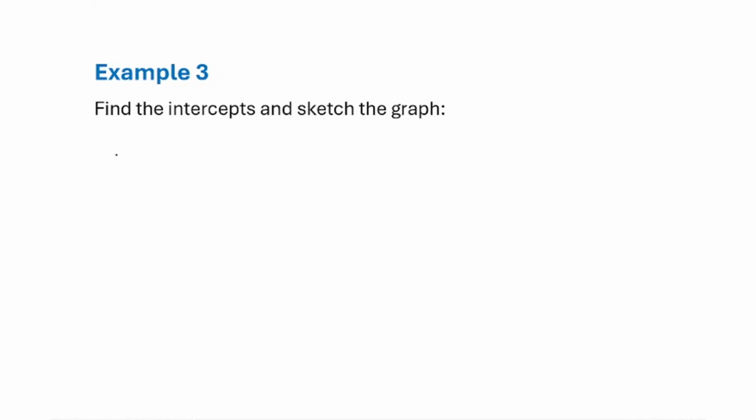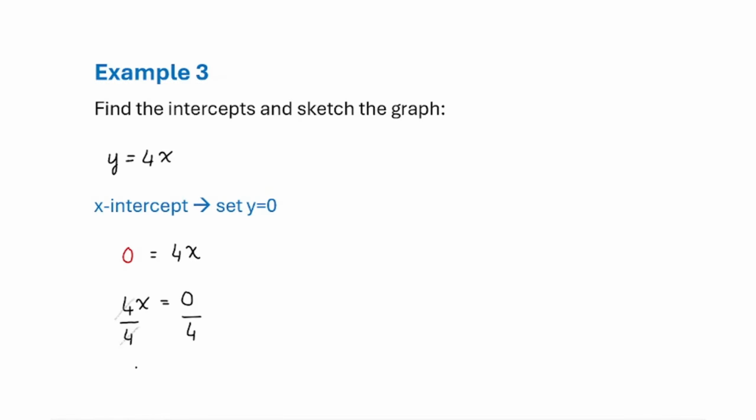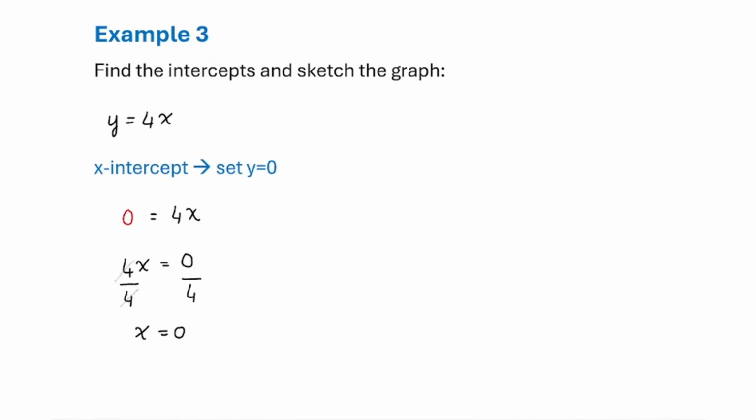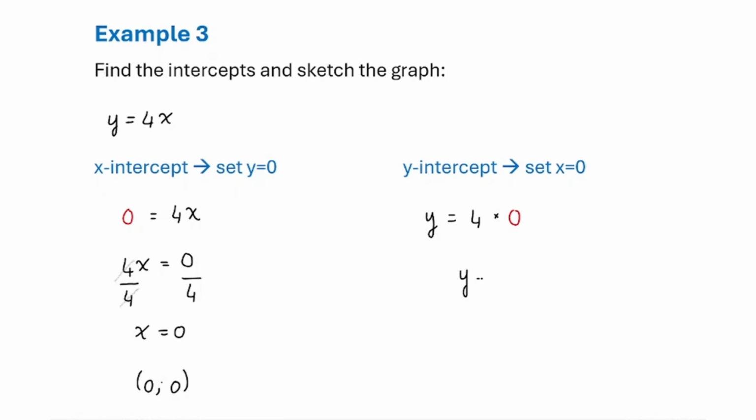Now let's look at a different case. y equals 4x. First, the x-intercept. We set y equal to 0. We rewrite the equation. 0 equals 4x. We solve. x is equal to 0. So the x-intercept is (0, 0). Next, the y-intercept. We set x equal to 0. We substitute into the equation. y equals 4 times 0. We simplify. y is equal to 0, so both intercepts are (0, 0).